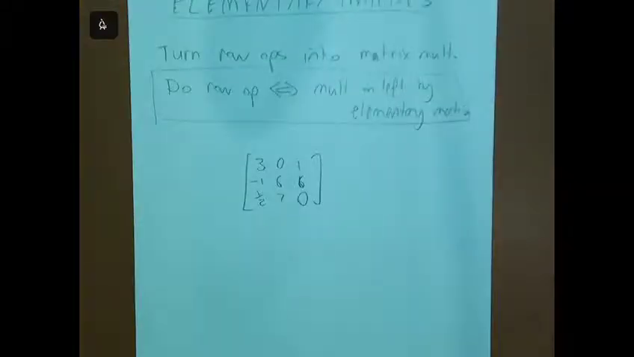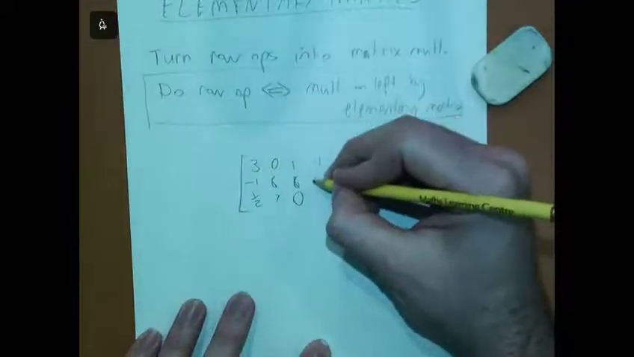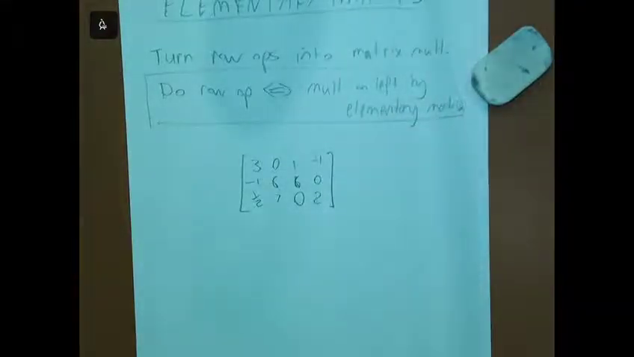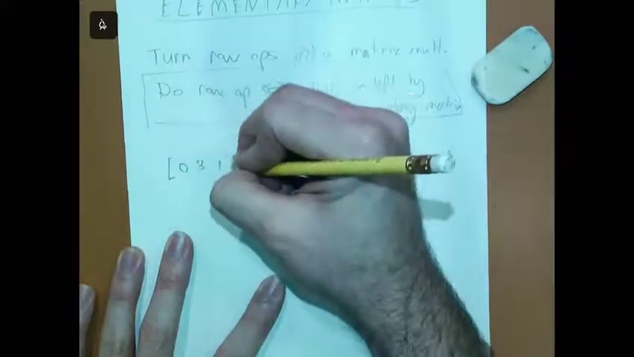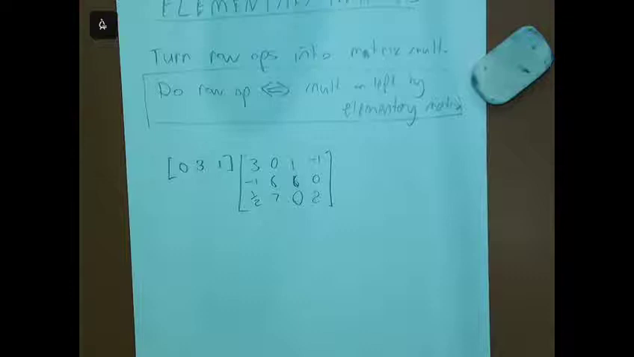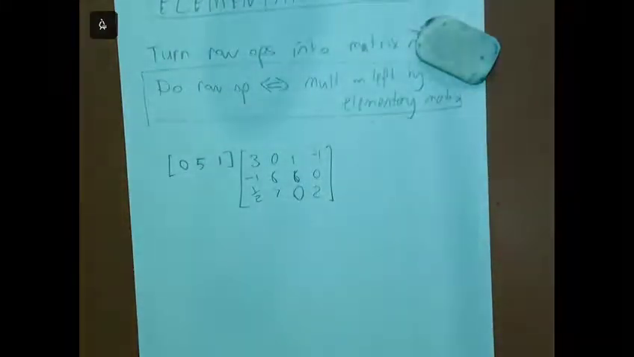Here is a matrix. I could do a row operation, but I'm not going to do that yet. I'm going to do this. So multiply it by 0, 5, 1. Actually 5, because I haven't used the number 5 yet. Okay. What will happen when I do this? That's my big question.